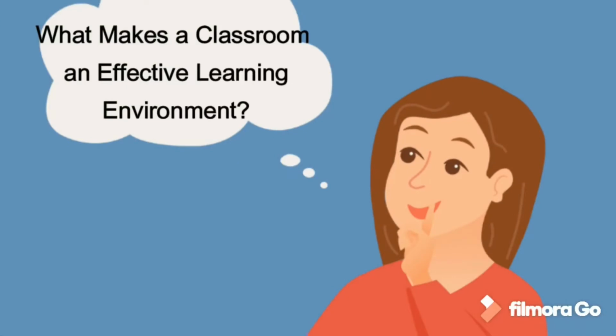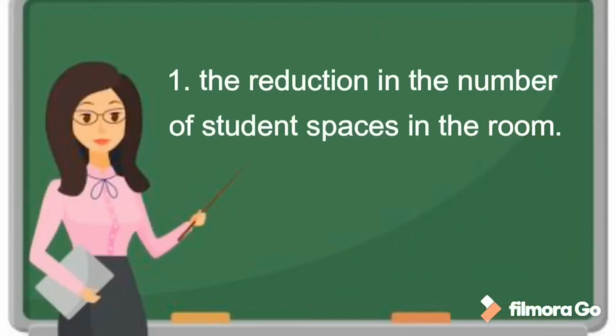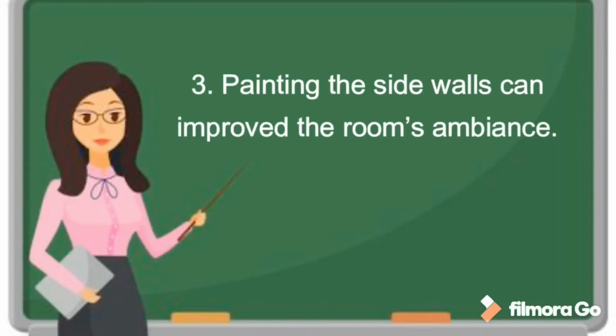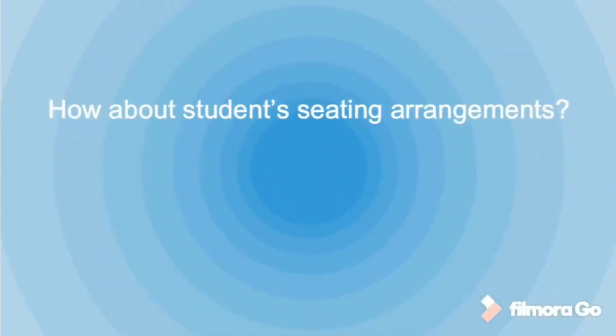So, what makes a classroom an effective learning environment? The first one is the reduction in the number of student space in the room. Improvement to the whiteboard space. Painting the side walls can improve the room's ambience.